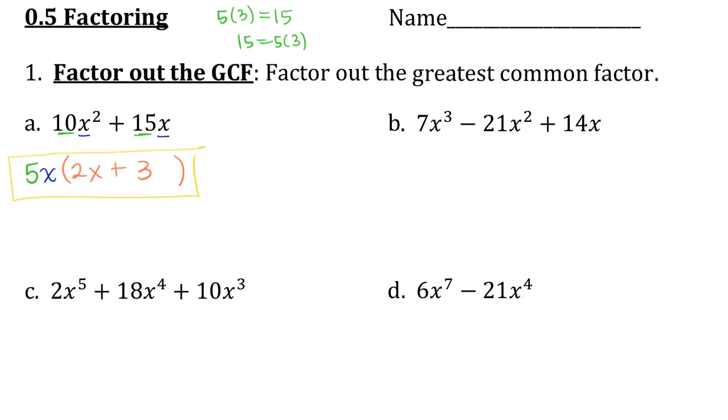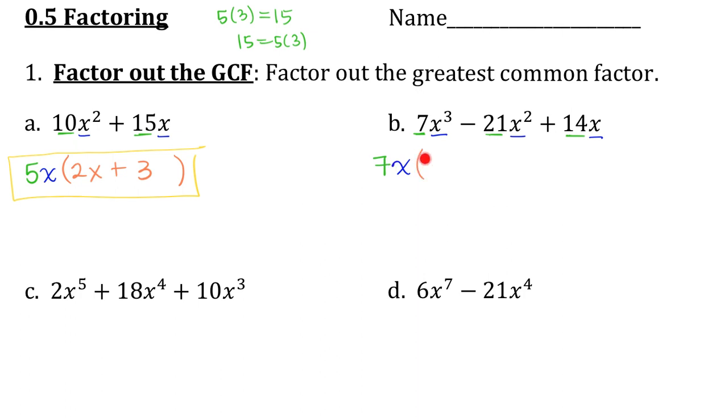Let's look at the next one. If you remember this, you can work ahead. Okay, there are 3 terms on this, so I'm going to check the coefficients first. Between 7, 21, and 14, they all divide by 7. So the greatest common factor for the numbers is 7. Now if I check the variables, x cubed, x squared, x, they all have at least an x. So I'm going to take out an x.